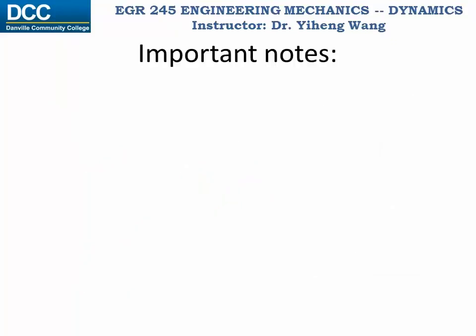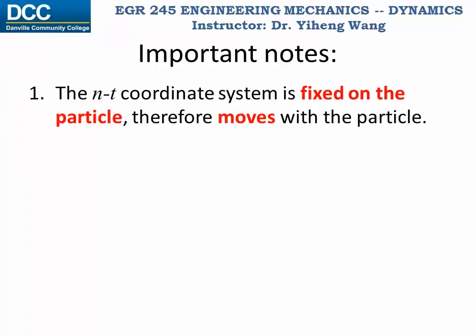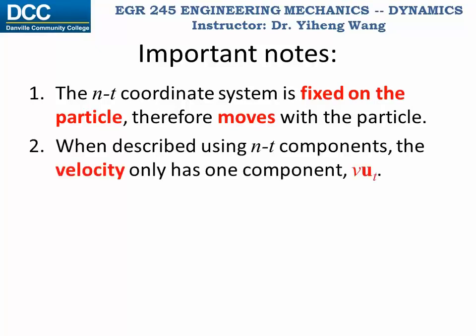Here are some important notes when you use the normal and tangential components to describe curvilinear motion of a particle. First, unlike the rectangular coordinate system, which is generally fixed on Earth, the nt coordinate system is fixed on the particle instead. Therefore, it moves with the particle and is different from time to time. Second, one of the biggest advantages of using the nt components is that the velocity always only has one component along the tangential direction.